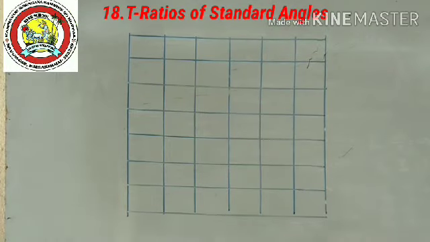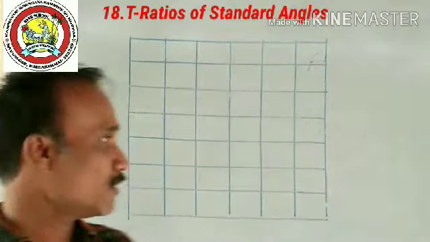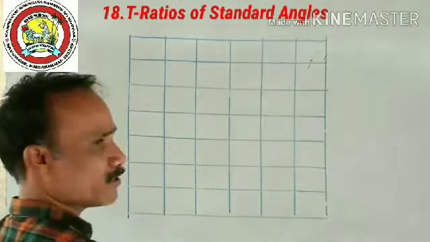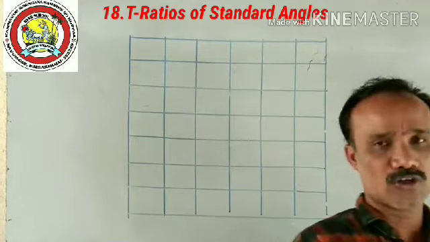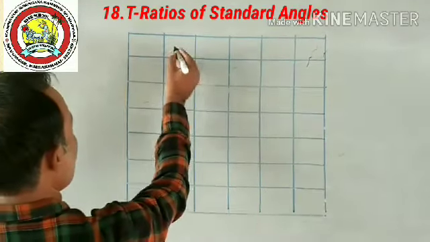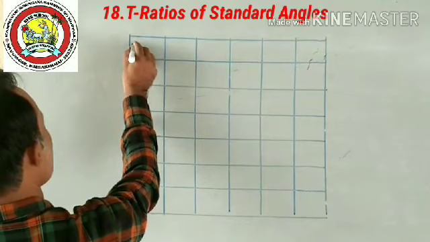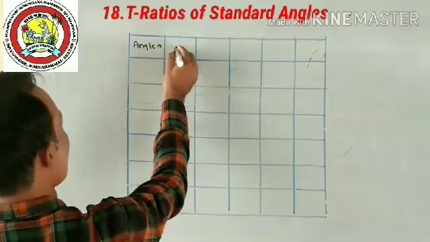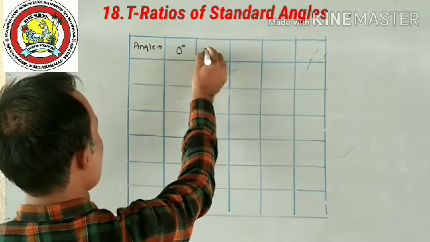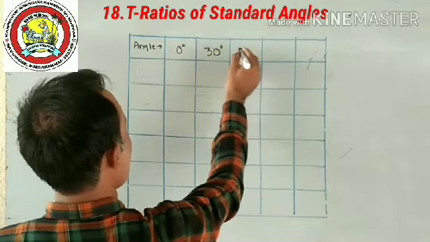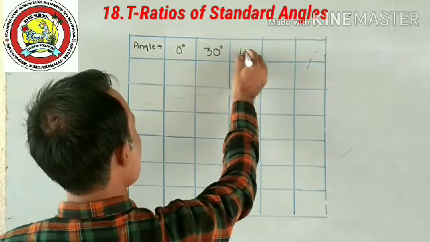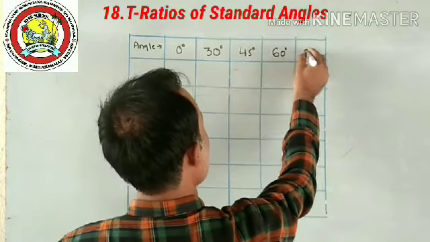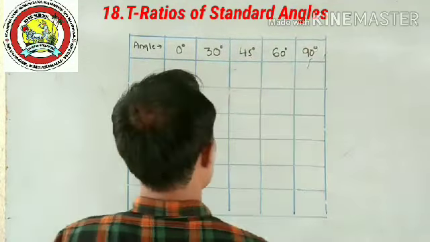Let's see, students. So here is the table. This complete table gives us the trigonometric ratios of all standard angles. Here are the angles: on the right side, first 0 degree, second 30 degree, then 45 degree, 60 degree and 90 degree.